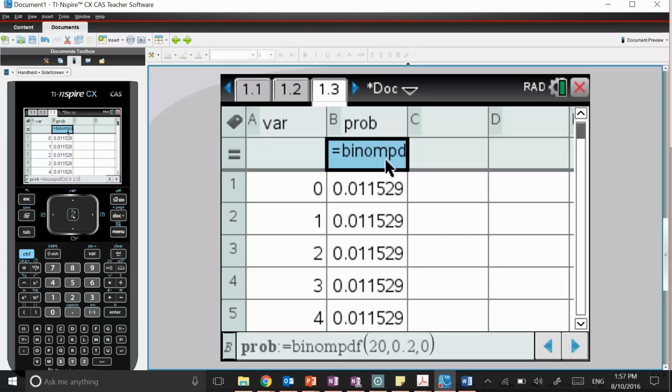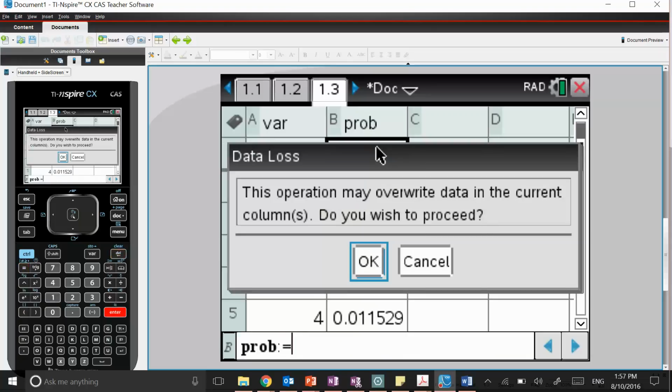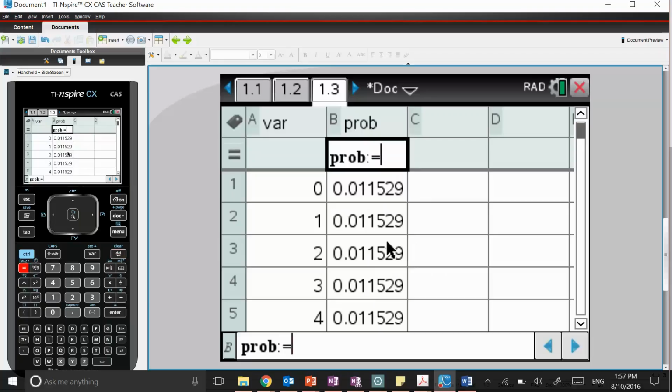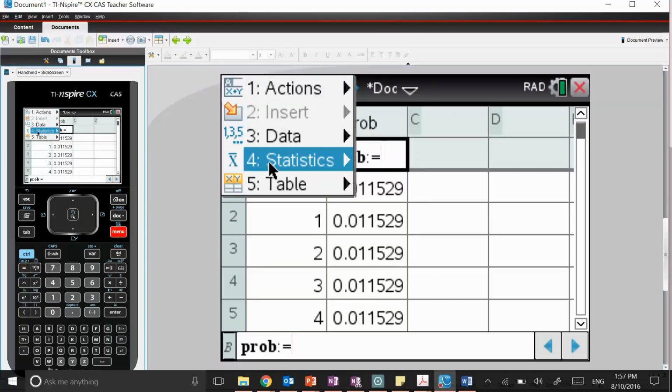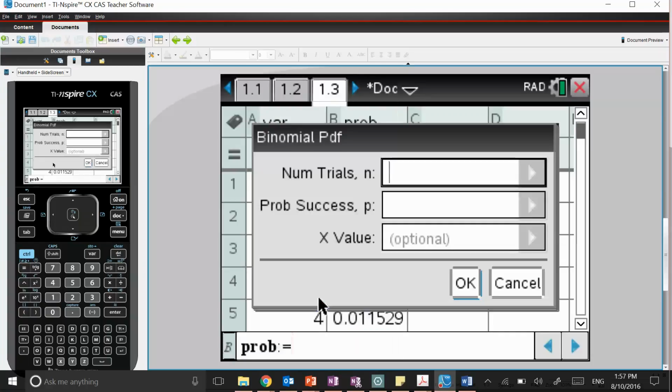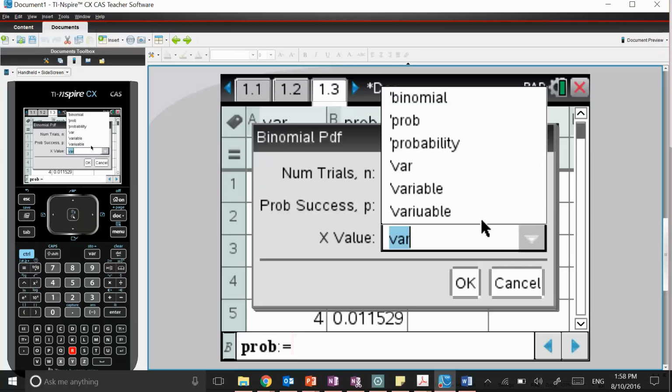That doesn't make sense. Oh, I know what I've done wrong. Let's go back here. I'll tell you what I've done wrong. Whoops. Alright, let's do it again. Equals. Menu, statistics. I want distribution, and I want binomial, which is still the same, 20.2, but the variable, I want it to be var. Where is it again? There you go.